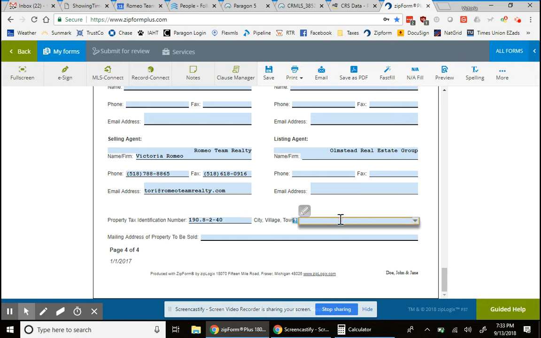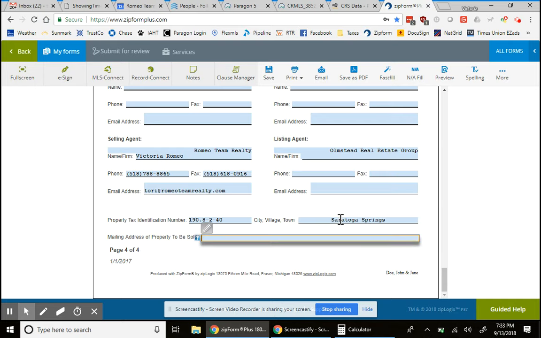Village or town, and this property is in Saratoga Springs. And then the full property address, 12866. Well, the mailing address, not the property address. Sometimes they're different. The towns can be different. So this one is usually for tax purposes. This is the taxing entity. This is the mailing entity. Any questions on how to fill this out? What goes in what blank?